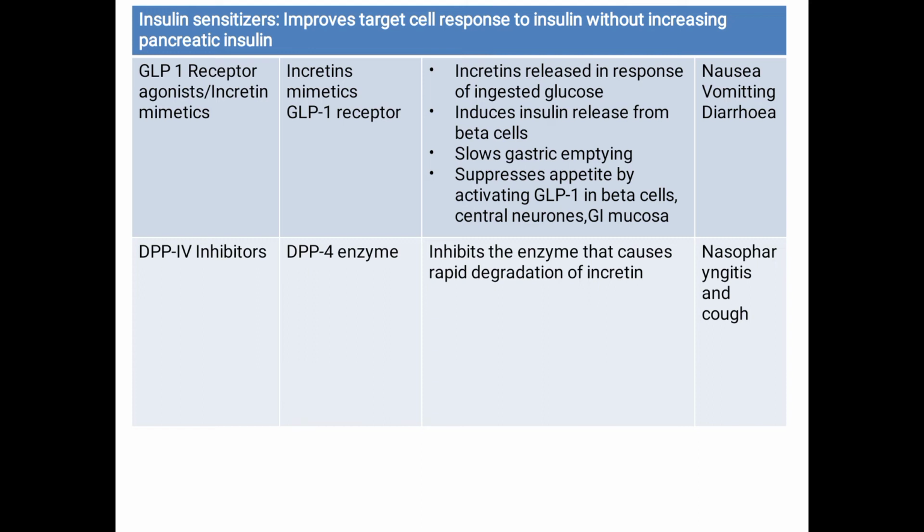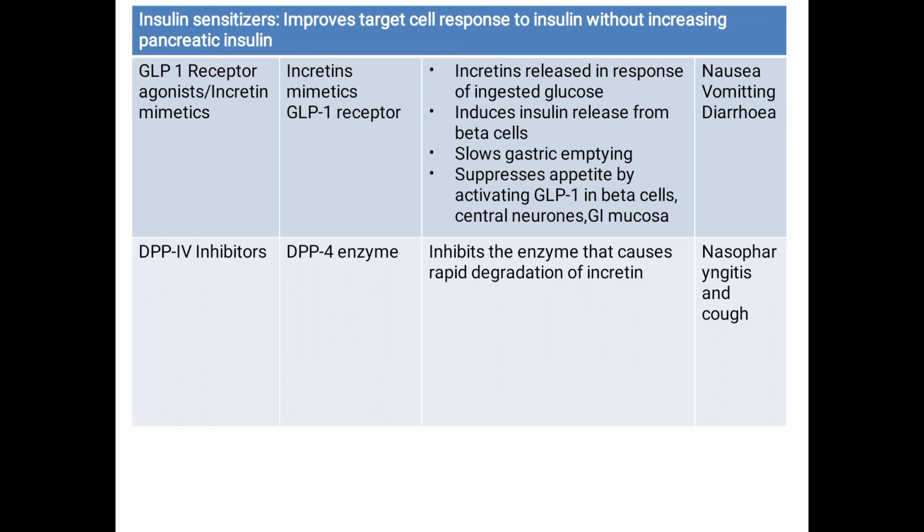It is going to mimic the incretin that can stimulate insulin from the beta cell, slow gastric emptying and suppress the appetite. Okay, so this class of drug does not have very serious adverse effects. It is going to have the adverse effects which are the favorite of every pharmacology student, which are nausea, vomiting and diarrhea. So it is easy to remember.